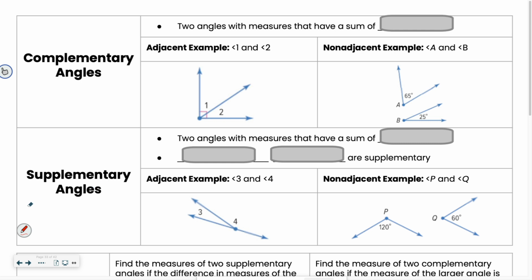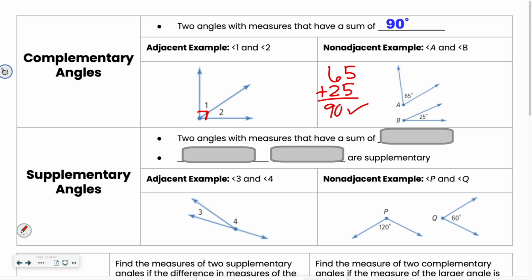Okay, now the next 2 kinds of angle relationships deal with their measures. 2 angles that add to 90 are called complementary. Complementary angles add to 90. So here's an adjacent example where they're next to each other. How do I know angles 1 and 2 add to 90 there? The box. You got it. And how would I know here if they're not adjacent? Yeah, you could add them and check, right? Does that add to 90? It does.